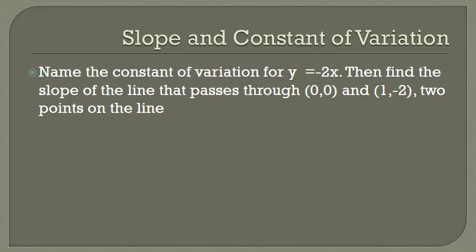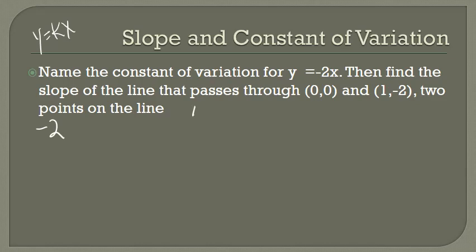All right, this time we're told to name the constant of variation for y equals -2x, and then find the slope of the line that passes through 0, 0, and 1, -2, which are 2 points on the line. Well, we know that if we've got something in this form, y equals kx, we see a y, we see an x. Our constant of variation then is just going to be -2. That's our constant of variation.